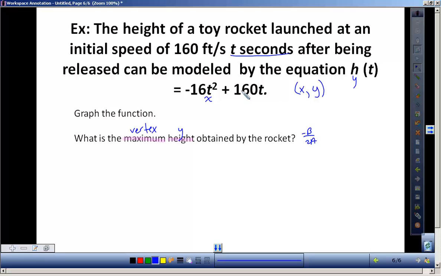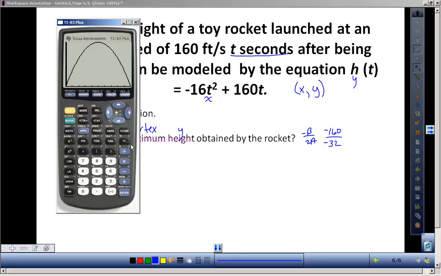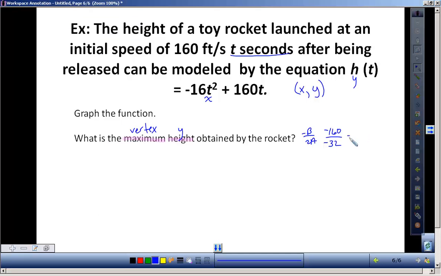So if you remember, opposite of b over 2a is my vertex. So the opposite of 160 would be negative 160. 2 times negative 16 is negative 32. And you may be asking, Ms. Parker, isn't there a maximum minimum function on the calculator? There is, and it is much more confusing than me just typing in negative 160 divided by negative 32. It takes more time. I have to set my settings on my calculator just right, and this gives me the exact number, 5. The problem is that was the x-coordinate.